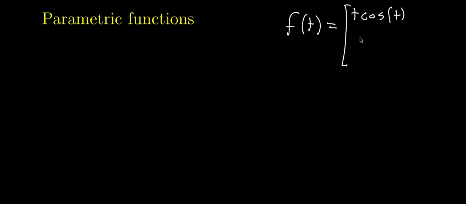More function visualizations. So let's say you have a function that's got a single input, t, and then it outputs a vector. And the vector is going to depend on t, so the x component will be t times the cosine of t, and then the y component will be t times the sine of t. This is what's called a parametric function.